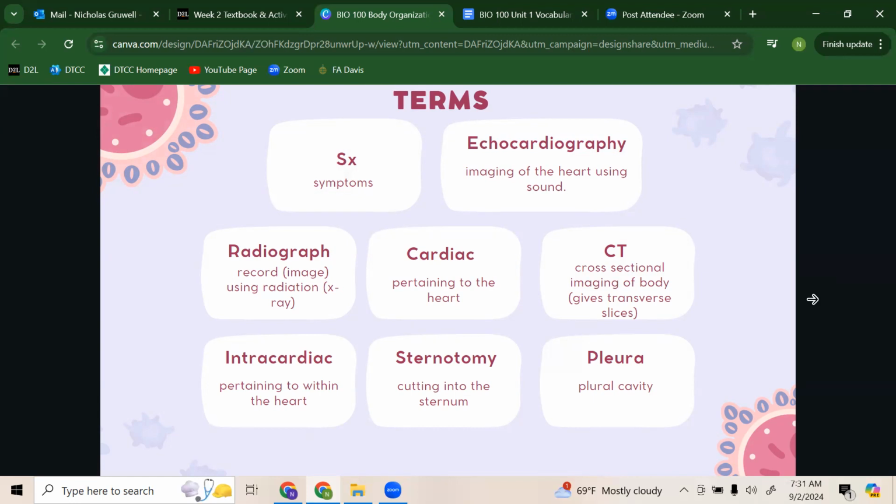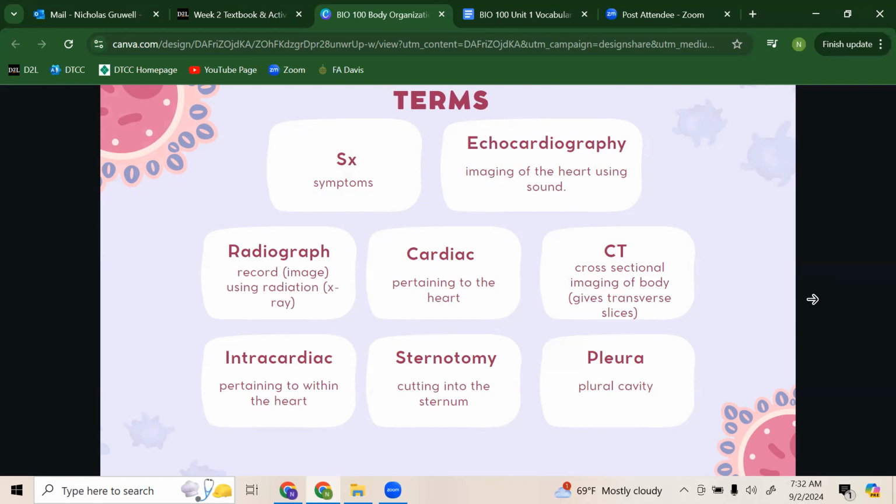Radiograph, so this is again, graph is that record, or in most cases it means an image. And then we are going to use radiation to do so. So radiograph is an X-ray. Cardiac, you can break into the root cardi and the suffix "ac". Remember, no combining vowel because our suffix is starting with a vowel already.